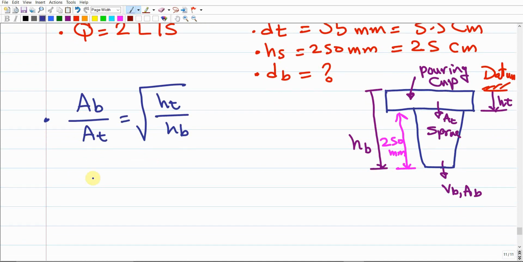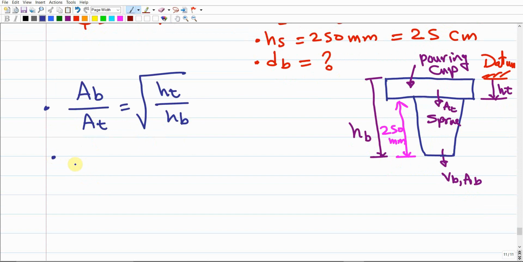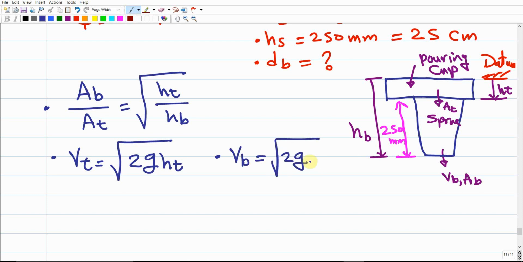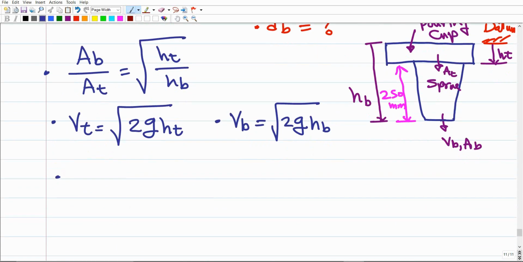HT, we can get it from this formula. If you remember, VT should equal the square root of 2G times HT. The same thing for VB, the velocity at the bottom, it should equal the square root of 2G HB, right? But here we are seeking HT. We would like to find HT, so we have to find VT first, the velocity at the top. The velocity at the top, we can find it from Q. Q is already given here. Q is given as 2 liters per second, right? And it should equal the area at the top times the velocity at the top.